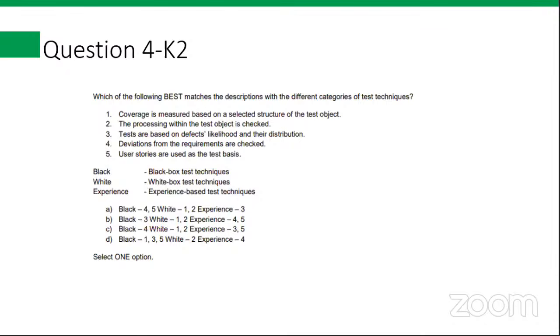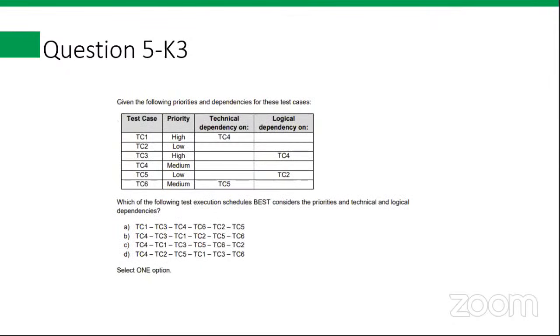Okay, so going forward, yeah, we have a column here. I hope you can see that. So this is the next question. This is question 5 that is based upon the priorities and dependencies. This is a question that we had already solved earlier, so you should be able to do this also.